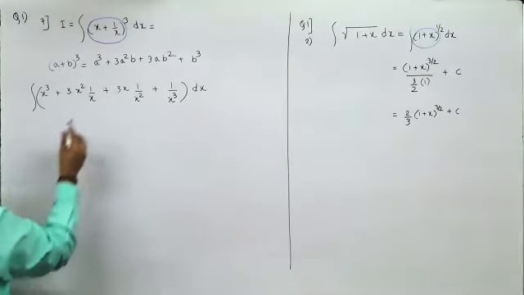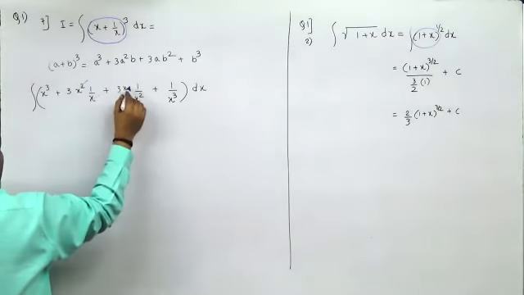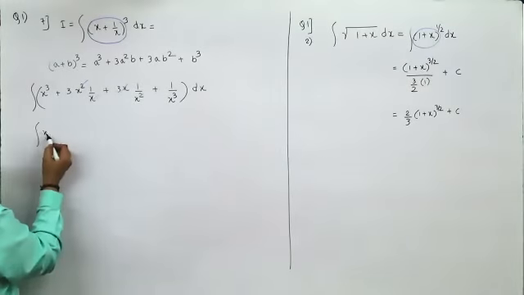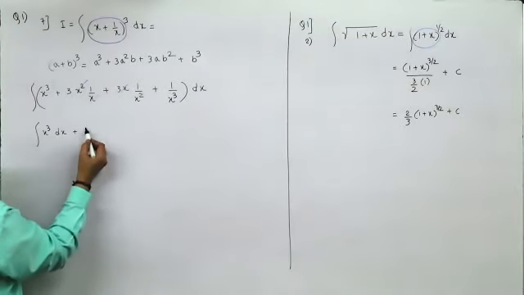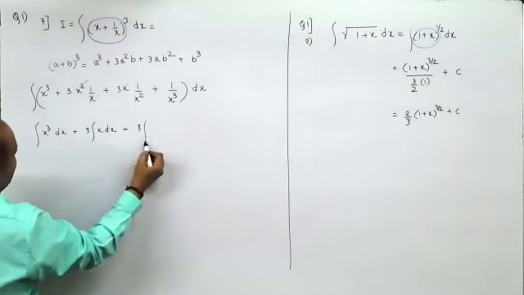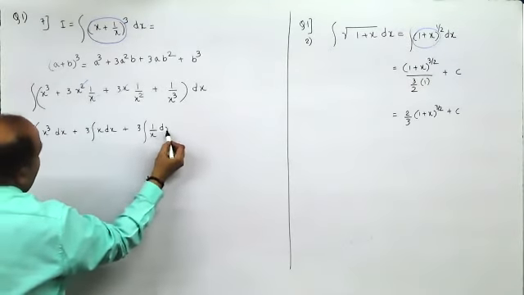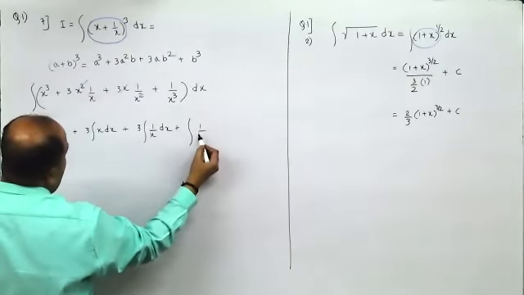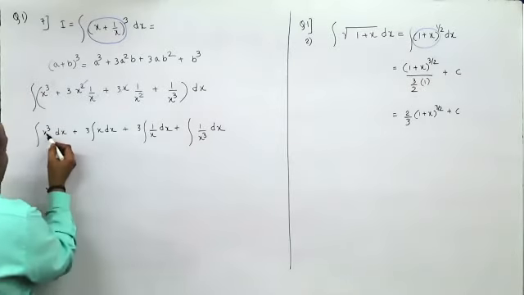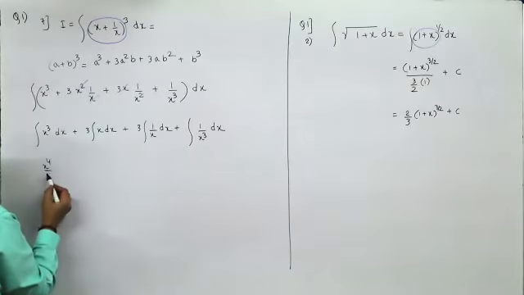Now this would be x, and x gets cancelled with x. Now this would be integration of x cube dx plus 3 integration of x dx plus 3 integration of 1 upon x dx plus integration of 1 upon x cube dx. Now what is integration of x cube? It is x raised to 4 by 4.